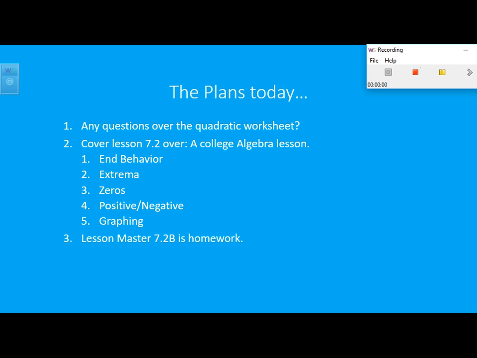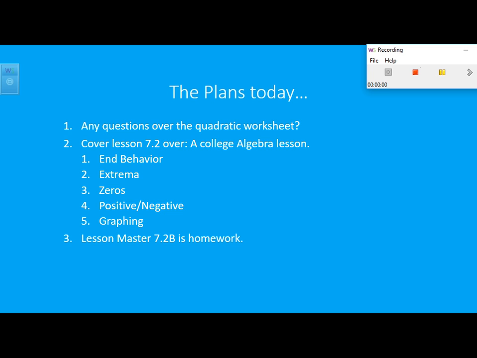Well, hello everybody. What I need to do with you today is I need to cover section 7-2. Hopefully your quadratic formula worksheet from the previous class went well. That'll show back up not today, but the following class, the quadratic formula. Let me tell you a little bit about section 7-2.